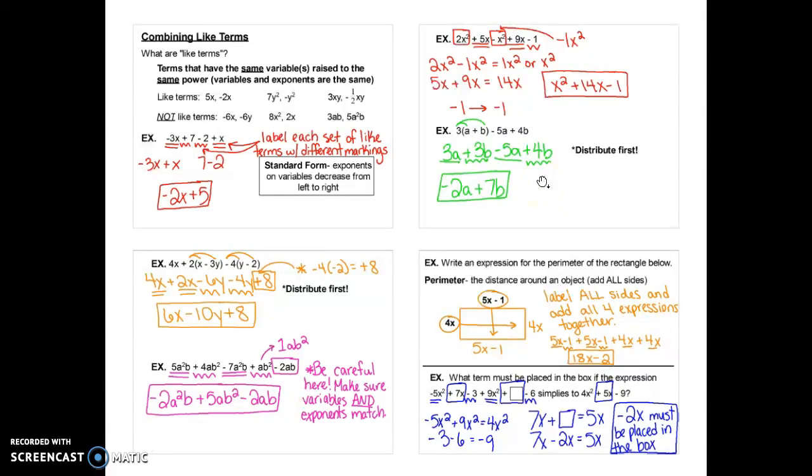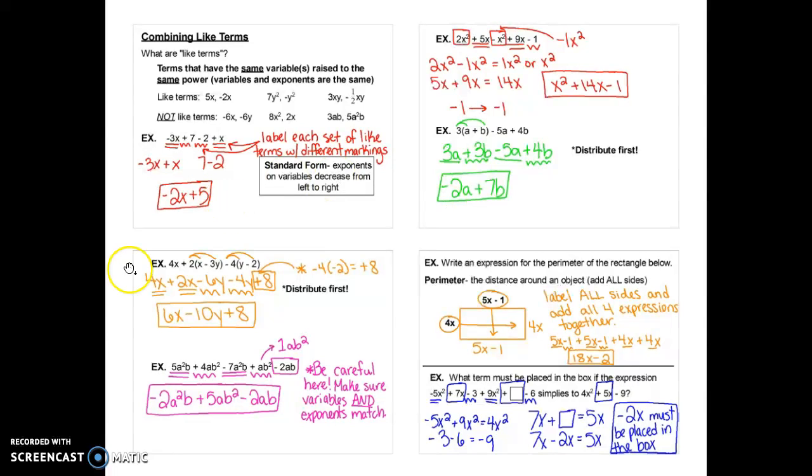Now it's exactly the same as the previous two examples. Now I can go through and label my set of like terms. So I'm just going to start at the beginning of the expression. 3a, its only like term is this -5a. Okay, and that's again because they have the same variable raised to the exact same power. So 3a minus 5a is a -2a. And then my other set of like terms, I have a positive 3b and a positive 4b. So 3 plus 4 is 7, and that b stays with it. So our final answer then is -2a plus 7b.